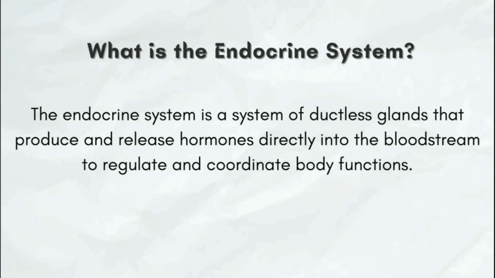Okay, so the endocrine system. It is a system of ductless glands that produce and release hormones directly into the bloodstream to regulate and coordinate the body's function. That means there are no ducts, no tubes, no vessels. It is just released directly into the bloodstream, right?